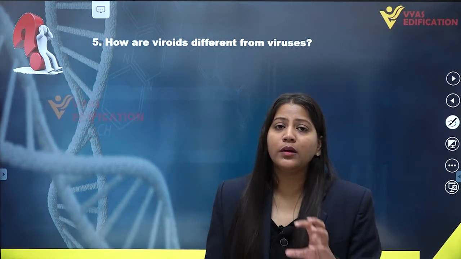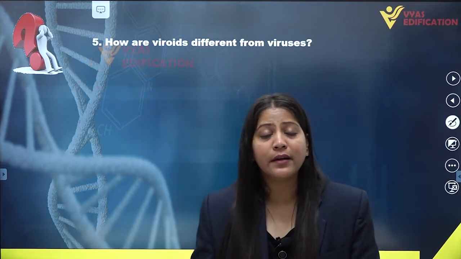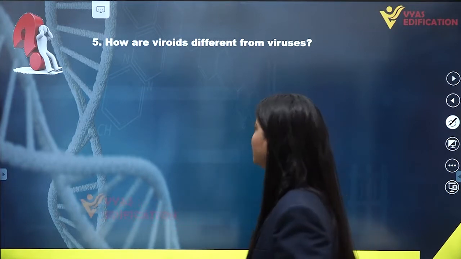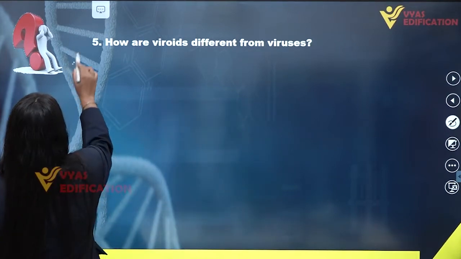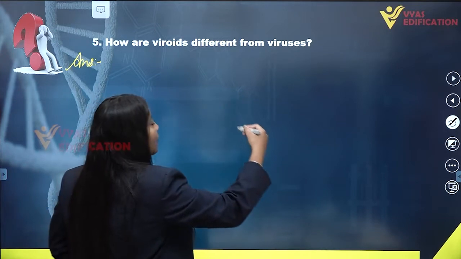If we talk about the RNA copying, in viroids RNA is copied only in nuclear regions, and in case of viruses, the RNA is copied in the cytoplasm as well as in nuclear regions. So these are the basic differences between the viroids and viruses. Now we are going to write the answer on screen here.